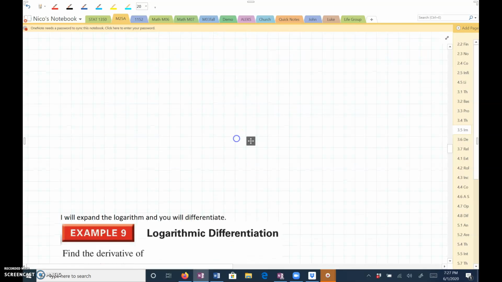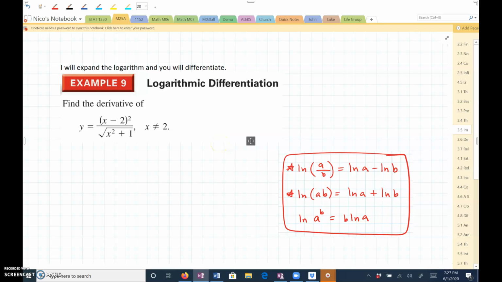Alright, let's take a look at this next one. Okay, find the derivative. If I asked you to find the derivative of this, you definitely could do the chain rule, which incorporates the quotient rule, power rule, all kinds of good stuff in there.